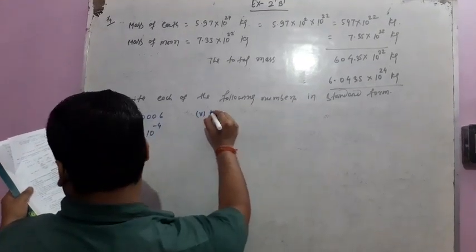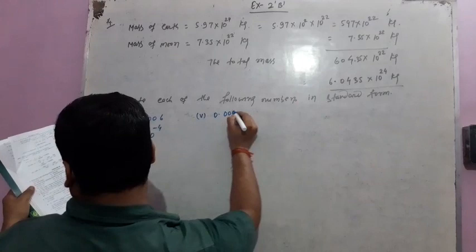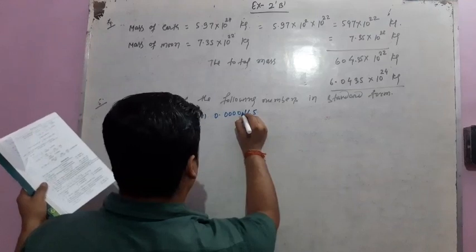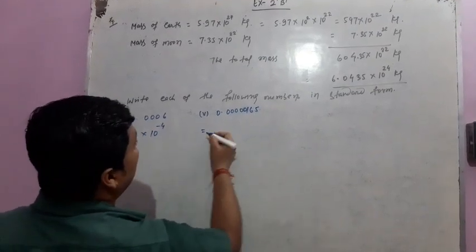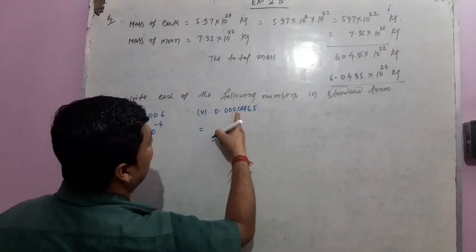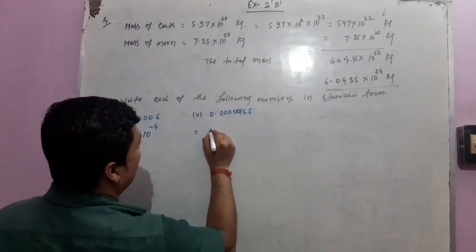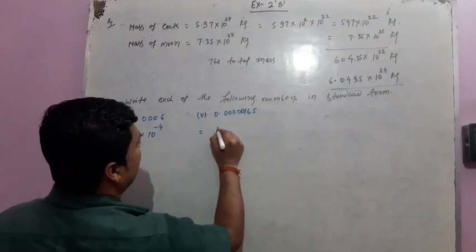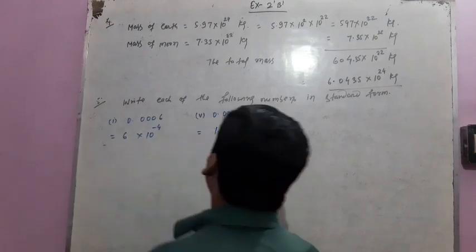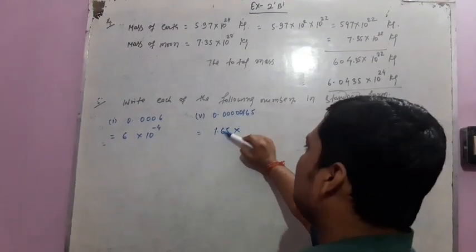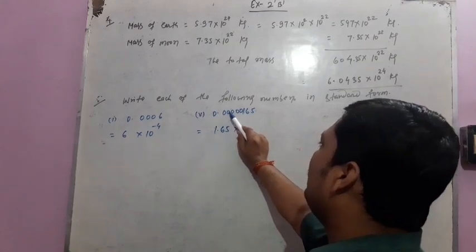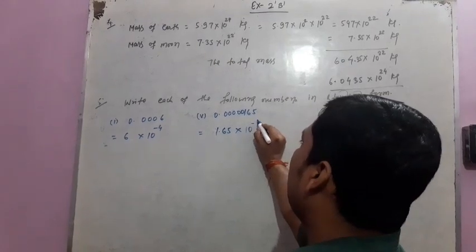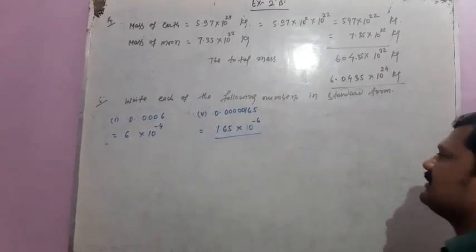Question number 5, 0.0000165. Now how many places do we have to move the decimal here? 1, 2, 3, 4, 5, 6. To keep the decimal after the first digit, 1, we have to move the decimal 6 digits. So we have to write 1.65 into 10 to the power minus 6. That is the standard form.